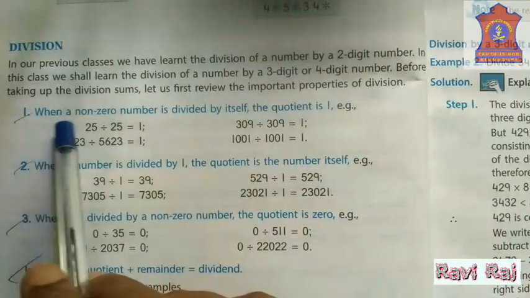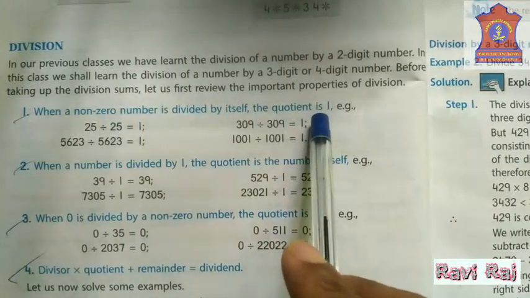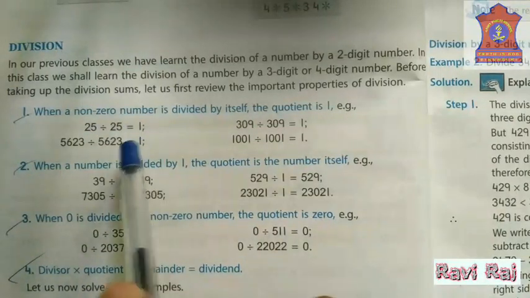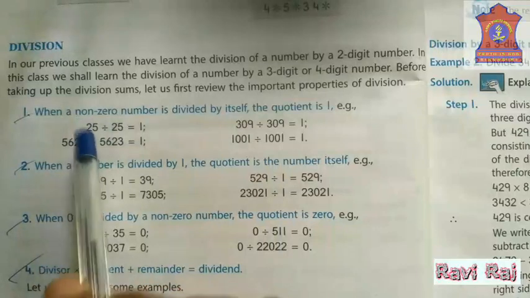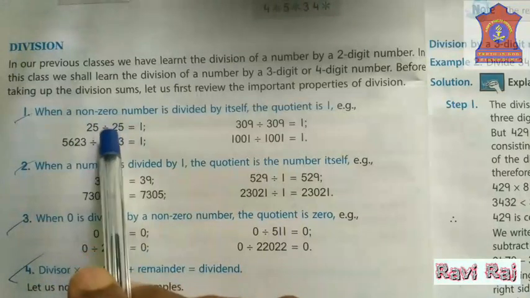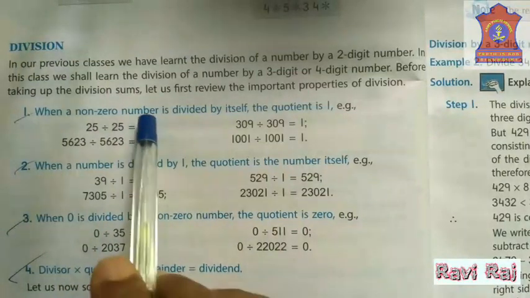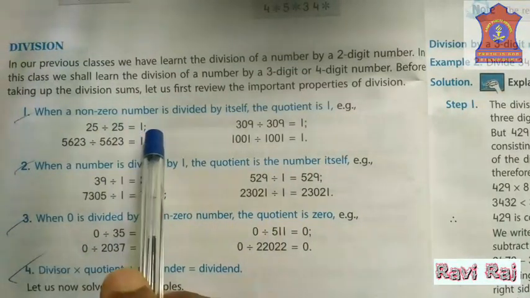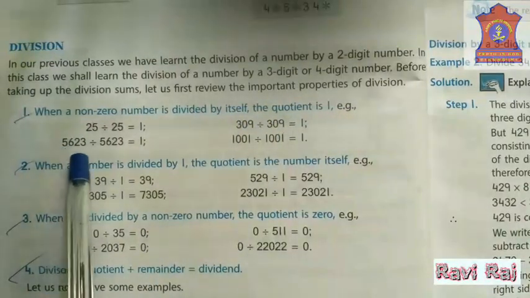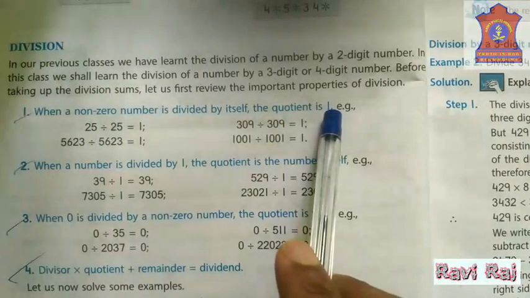First, when a non-zero number is divided by itself, the quotient is 1. Non-zero number means a number whose value is not 0. Like when 25 is divided by 25, 25 is divided by itself, the result will be 1. The result is the quotient here. Similarly, 309 divided by itself is 1, and 5623 divided by itself is 1. So this is a very important property of division.